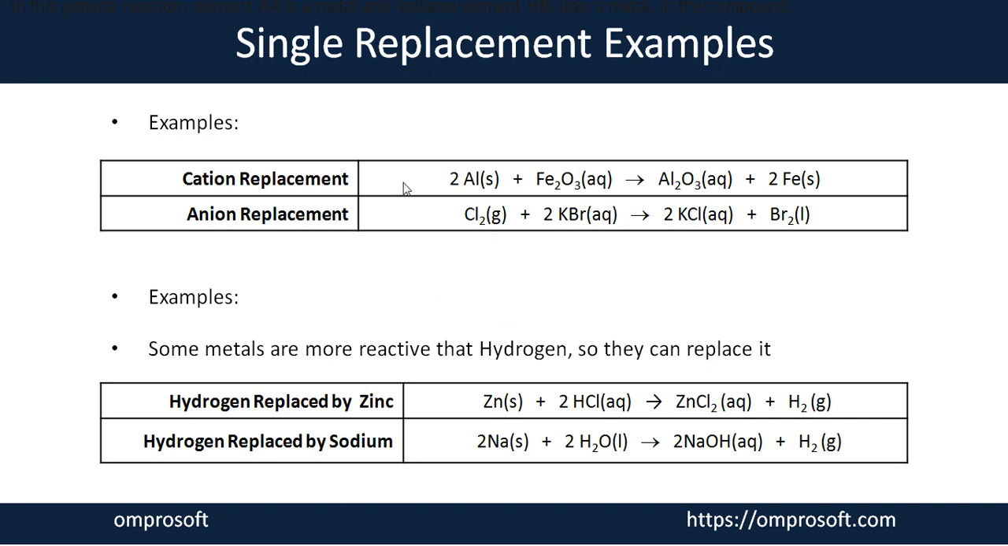So there are some examples which show us how single replacements happen, in which you need at least one compound and one element, where the one element replaces another element present in a compound and forms its own compound, and one element is left over there. Such a reaction is considered a single replacement reaction.